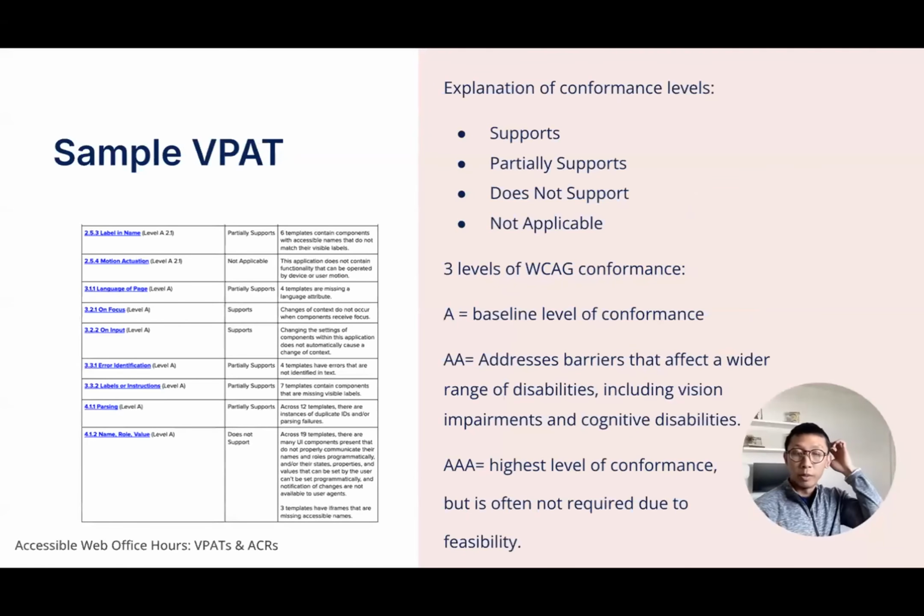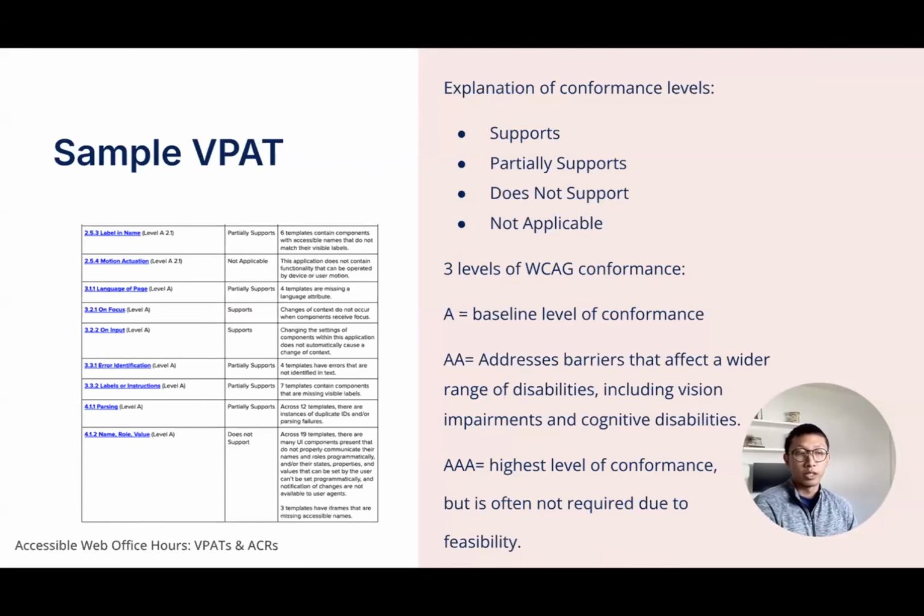So here we have a sample VPAT for a WCAG 2.1 report. Looking at this table, there are three columns: criteria, which will contain the WCAG success criteria starting from 1.1.1, conformance level, and remarks, which will explain how many times this issue occurred and what the issue is. There are four conformance levels, which start with Supports, meaning that the functionality of the product has at least one method that meets the criterion without known defects or has equivalent facilitation.